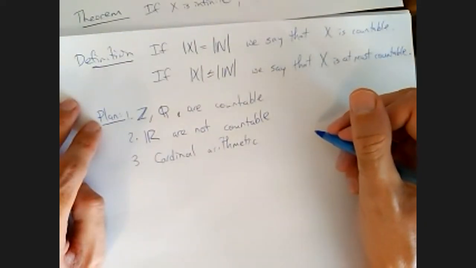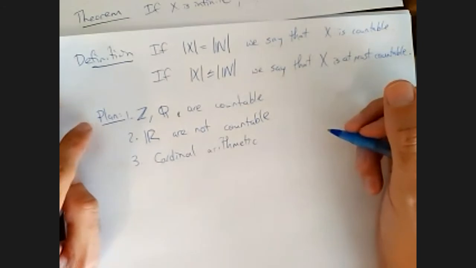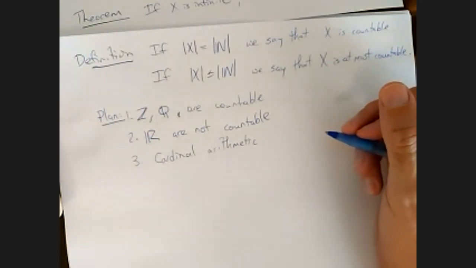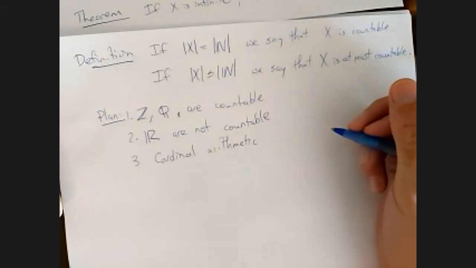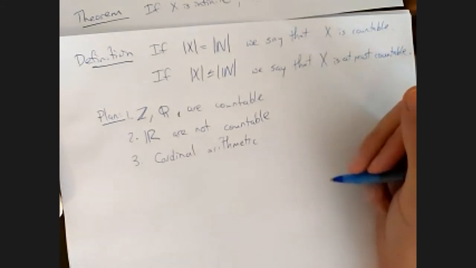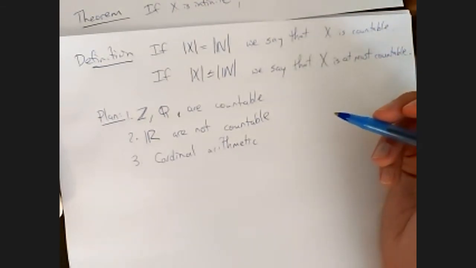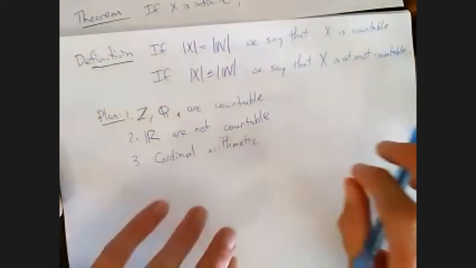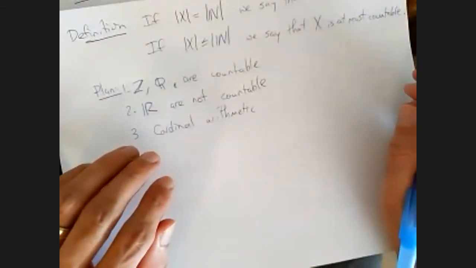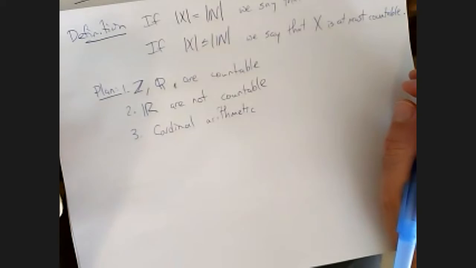Okay. Which means we want to take the sizes of sets and we want to learn how to add up their sizes, multiply their sizes, and so on. And as much as we can, we want to see what's the similarity between cardinal arithmetic and just regular arithmetic of natural numbers. Okay, let's at least see that the integers and the rationals are countable.